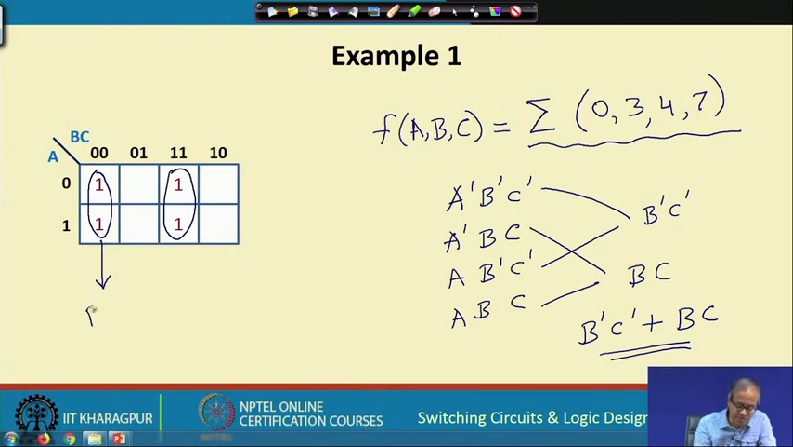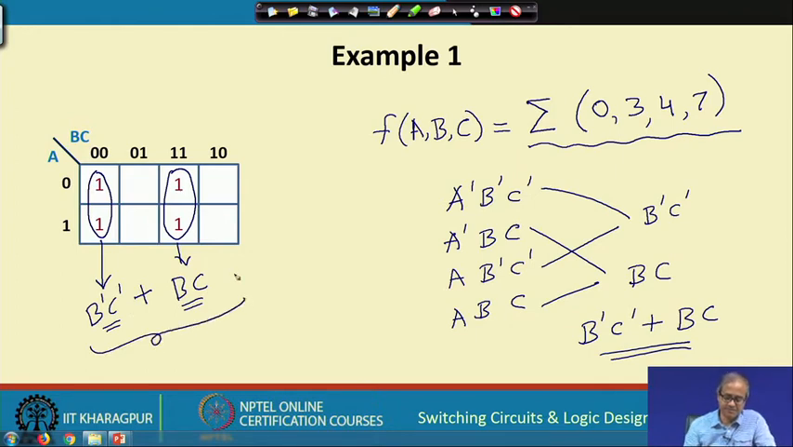So, this corresponds to b bar c bar, and this one again a cancels out 0 and 1, and it corresponds to 1 1, which is b and c. So, these two cubes correspond to these two product terms. So, the sum of product expression in minimized form will be b bar c bar or b c. Okay. So, in Karnaugh map you get the same value, but you do not have to make any algebraic manipulation like here, directly you can get it, right.